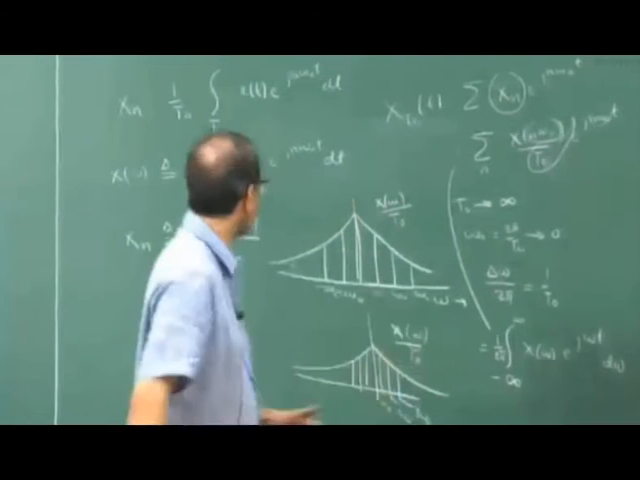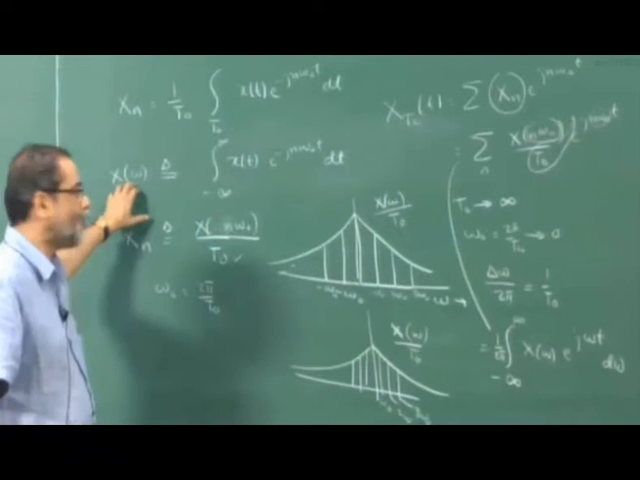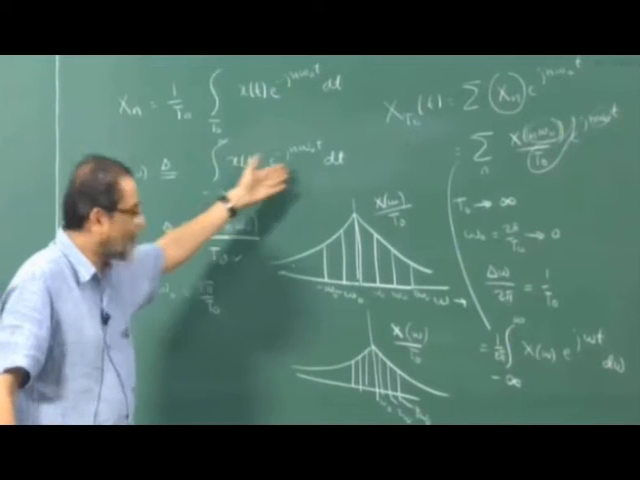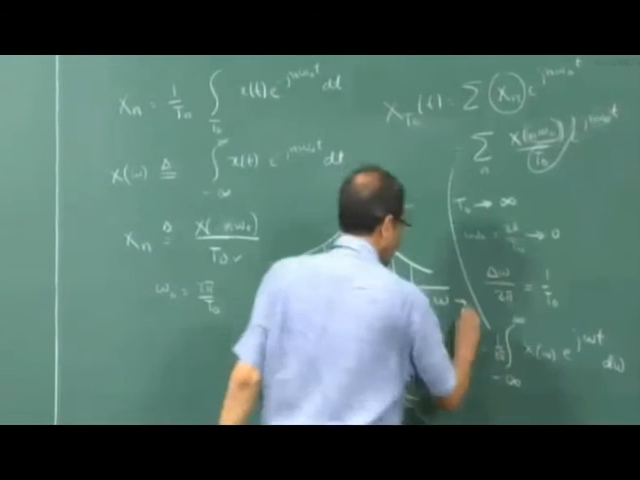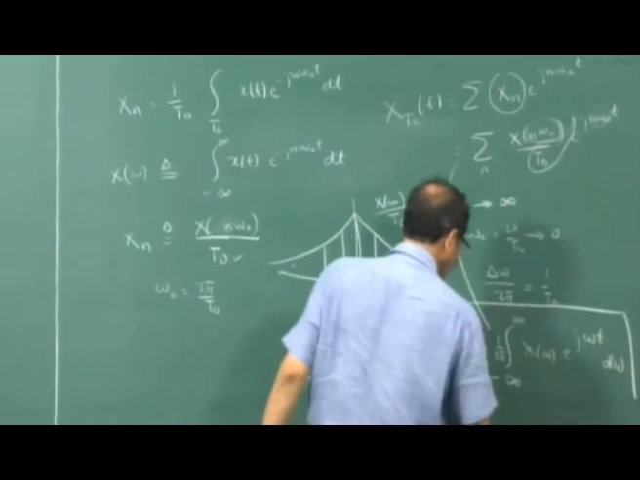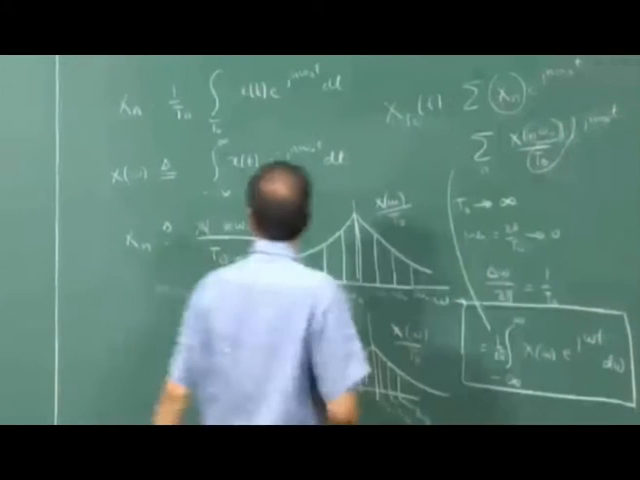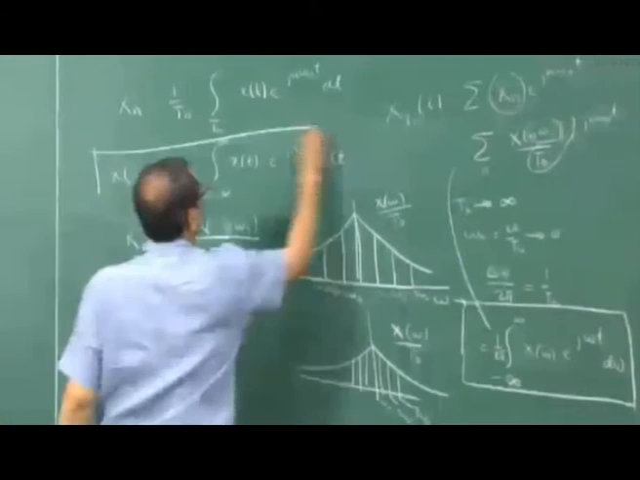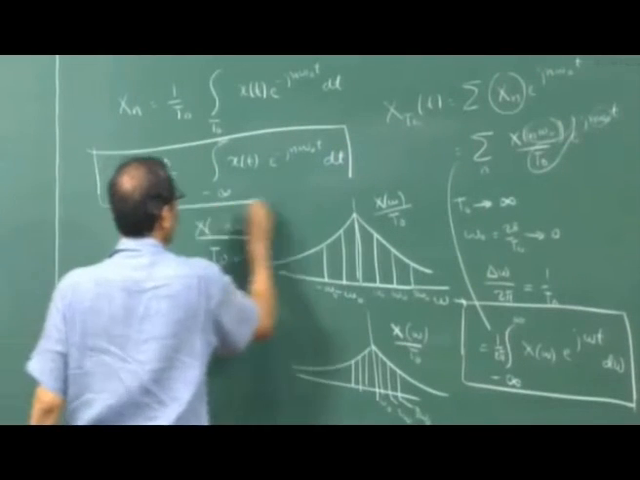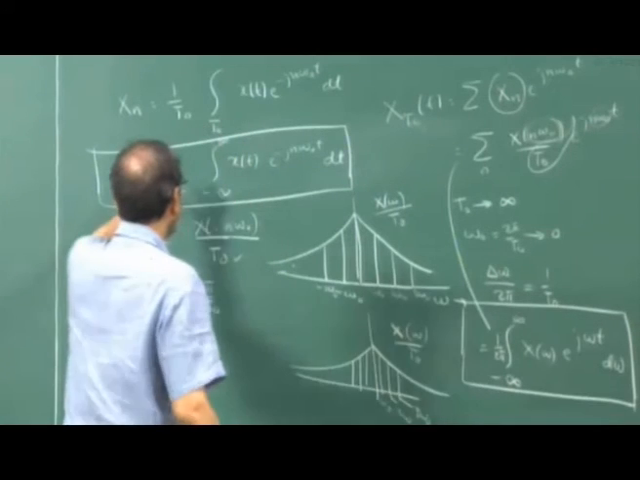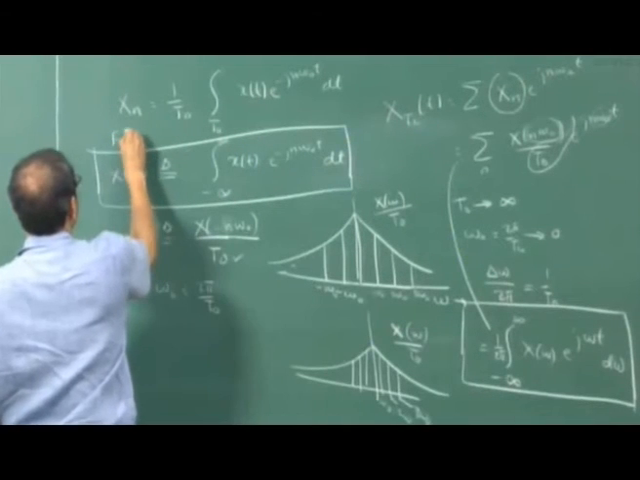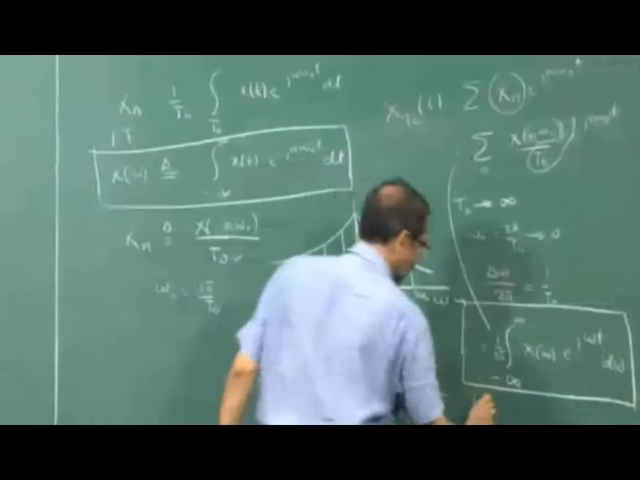And as we said before, x of omega is given by this integral. So I have two integrals shown there in boxed items in the slide. This is the inverse Fourier transform and this is the Fourier transform. The two boxes in the slide refer to these two statements. This is the Fourier transform and this is the inverse Fourier transform.